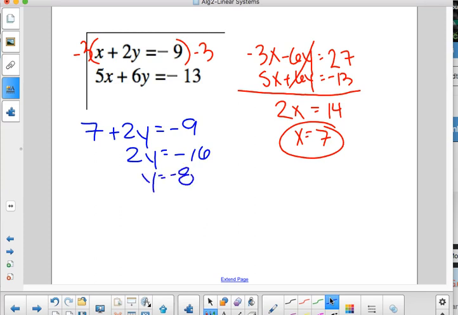Which means, do these two lines cross? What point do they cross at? Since we got one answer, what would its label be? Independent, it got one answer.